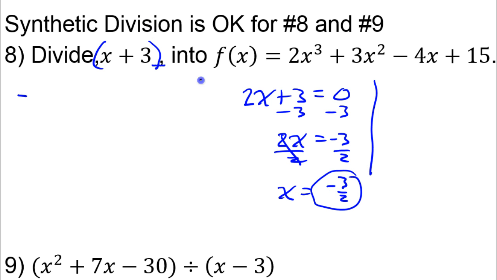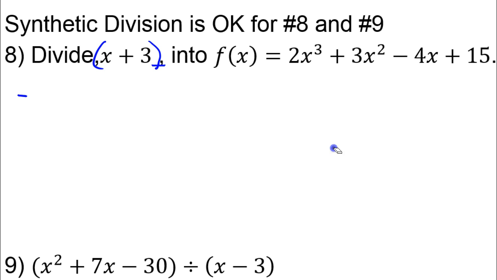Now, a minute ago I said you can't do synthetic division when you have 2x plus 3. That's not strictly true. You could still do synthetic division. It's just a hassle with fractions, and I don't recommend it. Anyway, it's x plus 3, so we will go with negative 3 in this little box.